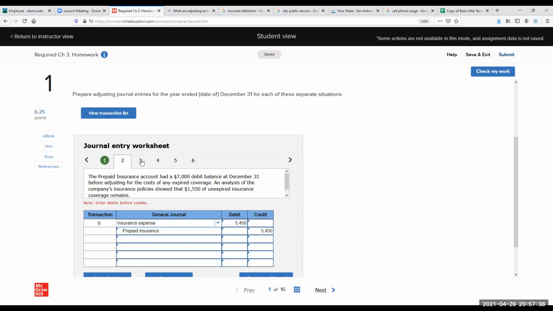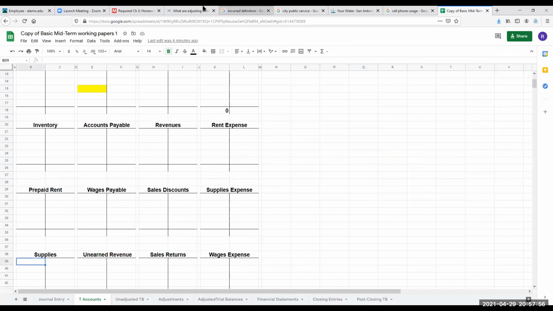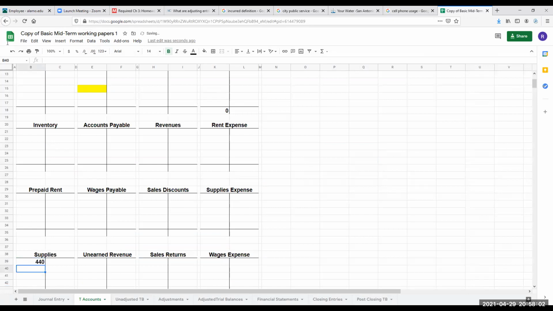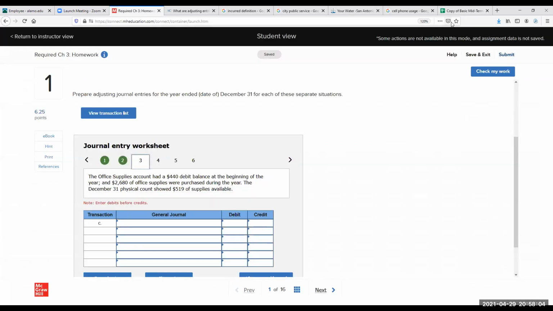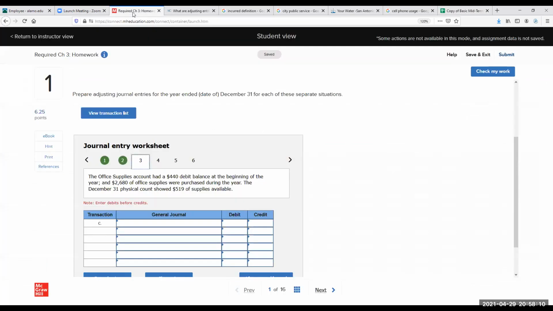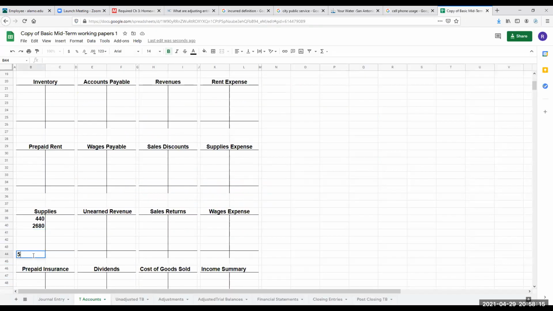So the office supplies had a 440 debit at the beginning, and 2680 were purchased. The physical count showed 519. So let's take a look at this a little bit more. You had supplies of how much? You had supplies at 440, and then you buy more, 2680. So that makes it go up again. But then it says you only have how much left? 519. So there's only 519 is the balance.